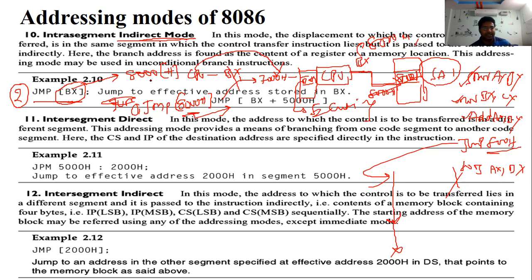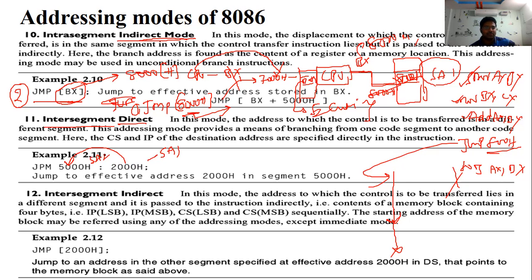So this is indirect. Then again, the inter segment means you can jump from an address location in one segment to another segment. See here, direct: the instruction itself represents the address values. So JMP, jump from the 2000 location to the 5000 location. For suppose, in this example, this is segment 1 and this is segment 2.